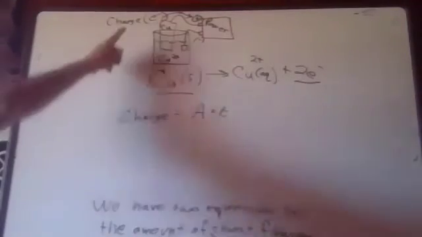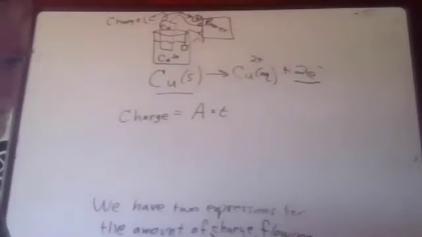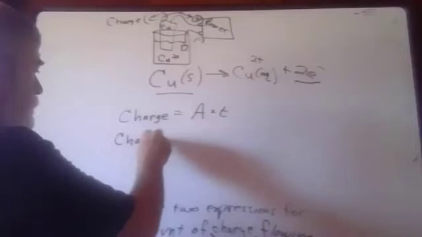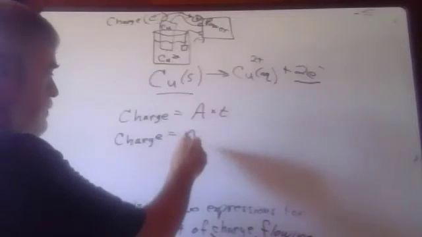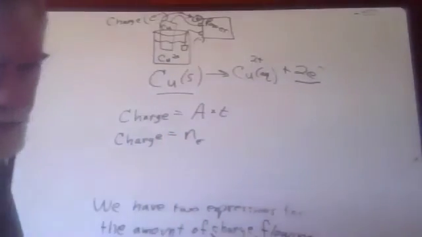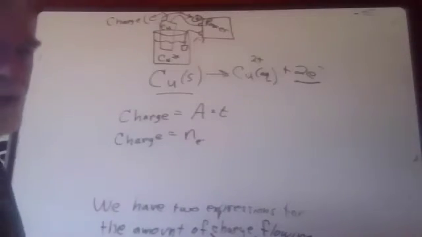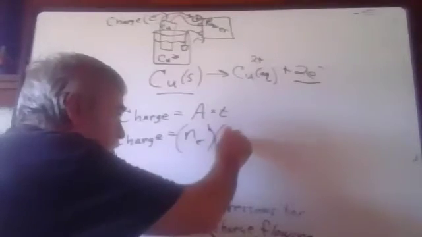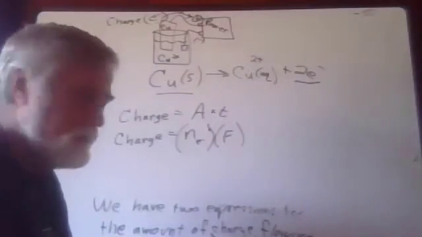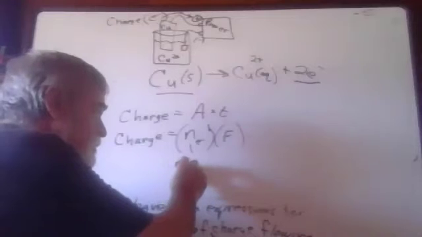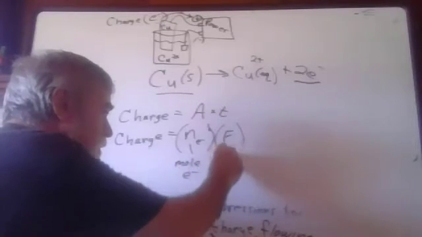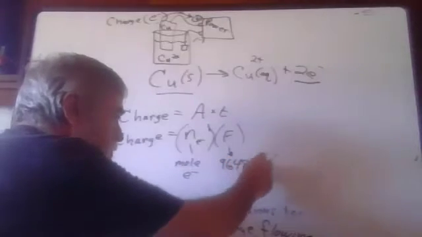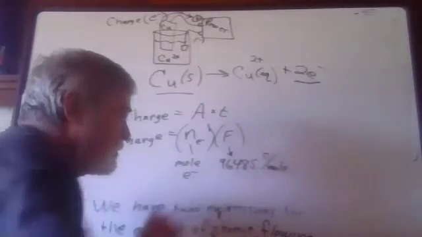Now, that's also related to how many moles of electrons pass through there. So charge is also equal to the number of moles of electrons times the charge on a mole of electrons. So that's N times this constant, F, Faraday's constant. N here is moles of electrons. F is 96,485 coulombs per mole of electrons.